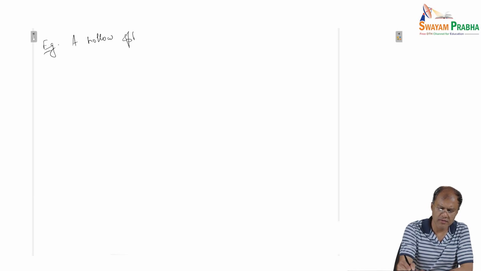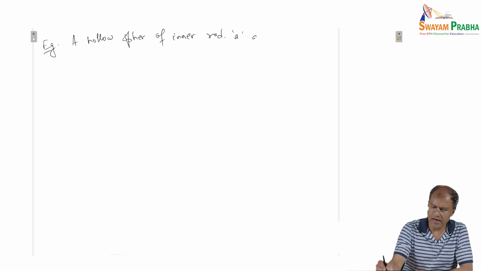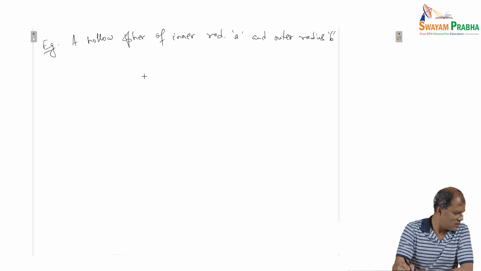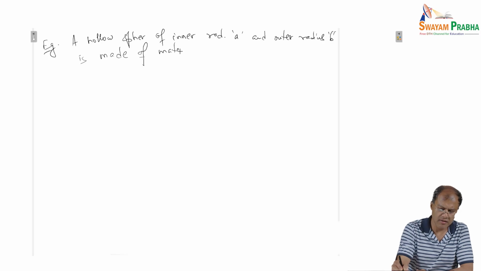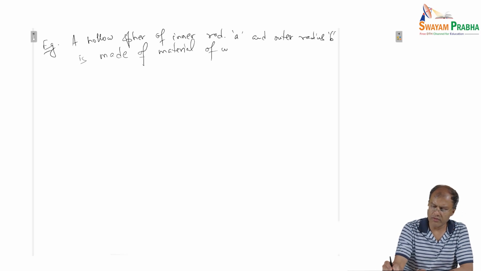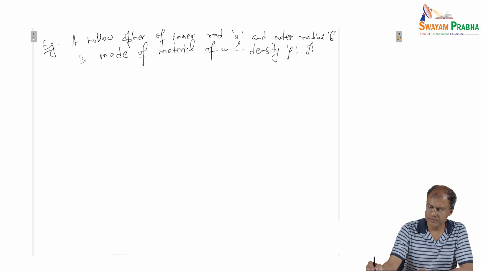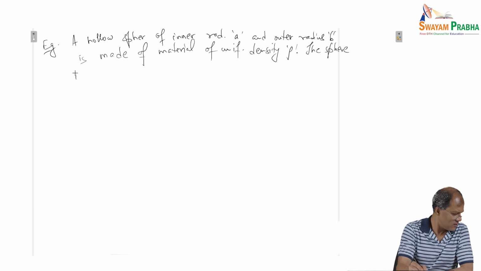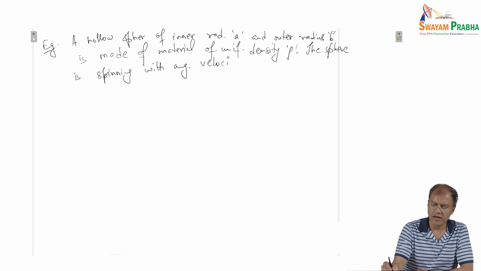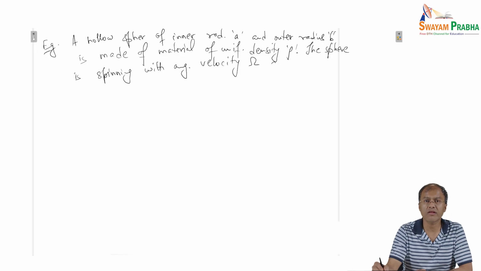So the first example is that we are given a hollow sphere of inner radius A and outer radius B, made of material of uniform density rho. The sphere is spinning with angular velocity capital Omega, about an axis which is passing through its center.